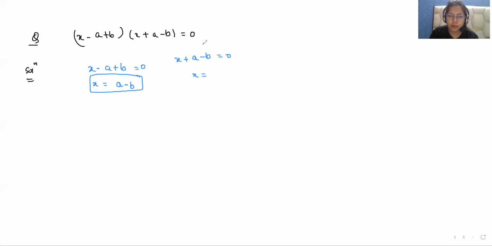So x is, b is negative, so b becomes positive, and a is positive, so a becomes negative. x equals b minus a. So when you put these values, you get 0. So these are the required roots for this equation. I hope it's clear how we can identify the roots of a quadratic equation when they give you a factorized form. Now we learn about the next thing, that is understanding zeros and roots of an equation.